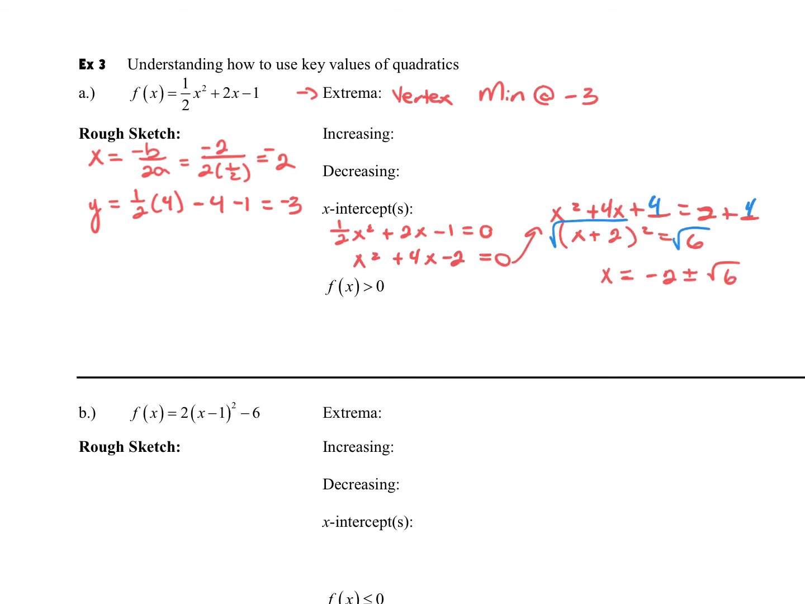Now, with all that in mind, we've got everything that we need to do a rough little sketch of this parabola. We're going to have our vertex at a negative 2, negative 3, so it's going to be down here.